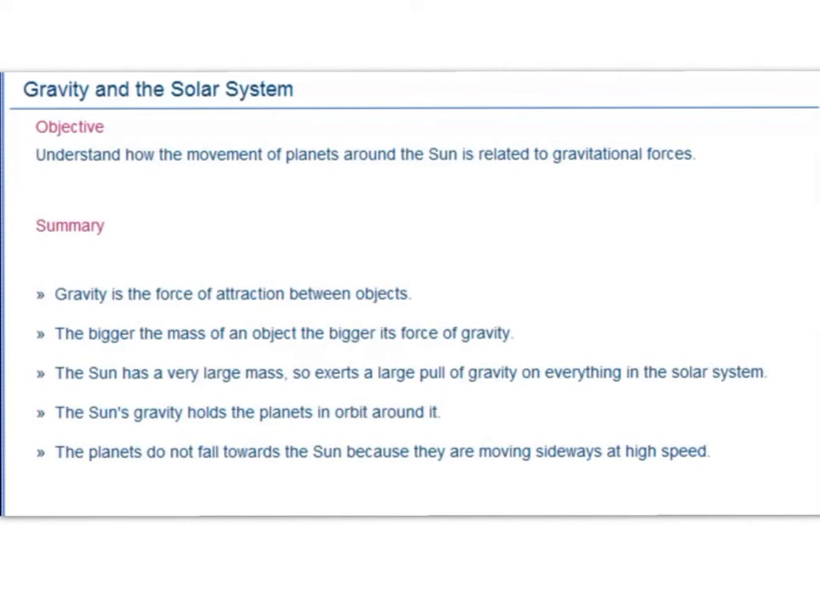Solar System 2.0. The sun has a very large mass, so exerts a large pull of gravity on everything in the solar system. The sun's gravity holds the planets in orbit around it. And planets do not fall towards the sun because they are moving sideways at high speeds. And I hope this helps you understand why planets are able to follow their orbit around the sun.